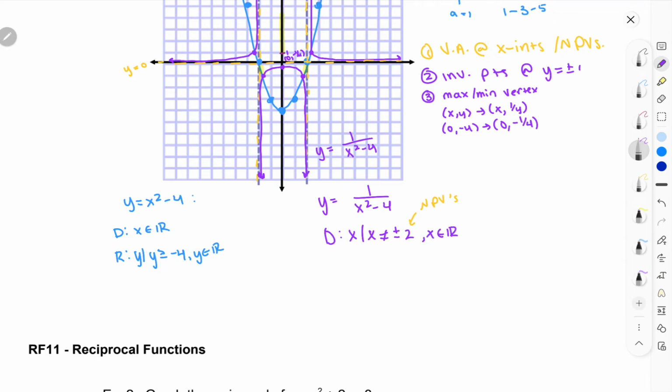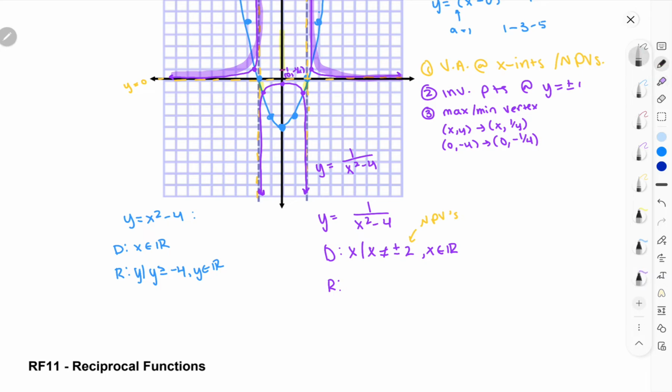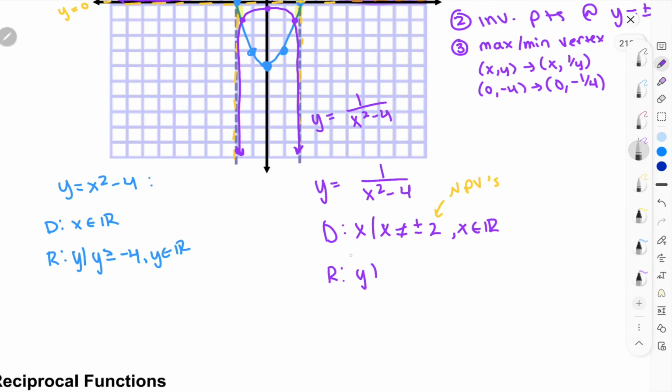And now when I look at my range, things are going to be a little bit funny here. Things are going to be a little bit odd because I have a bunch of different sections of this graph. I have these 2 upper segments, right? This arm and this arm. And I would describe those as being y's such that y is greater than 0 with a strict inequality, because I can't actually reach that x-axis, but I have every value that is greater than 0.